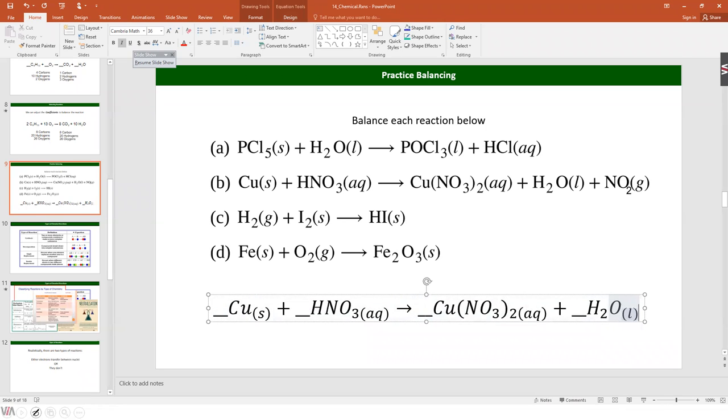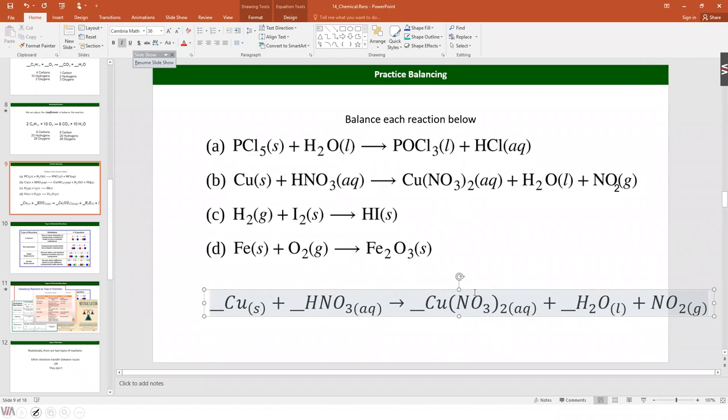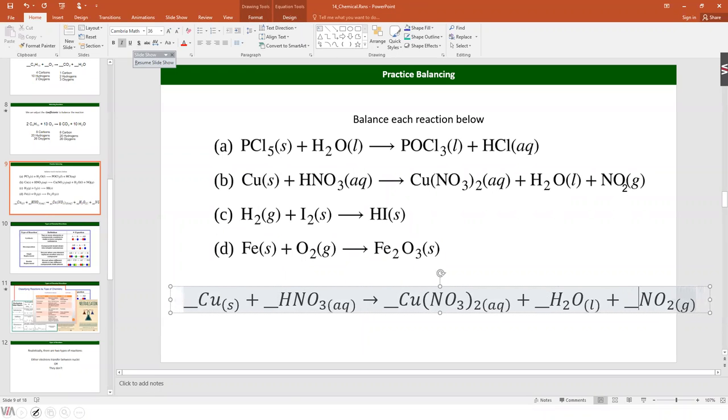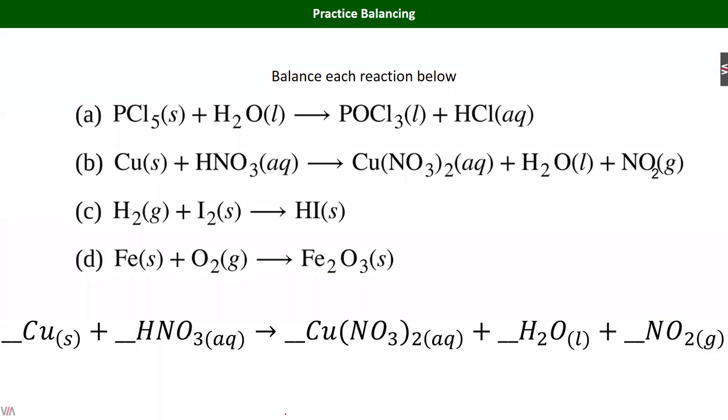All right, so where do we start here? It's got a lot of stuff involved, right? So we start with the ones that only show up in one place. Might as well start on the left-hand side. Although it doesn't really get us anywhere, because copper's already balanced. So maybe that's helpful, maybe it's not. What else? Where else can we start?